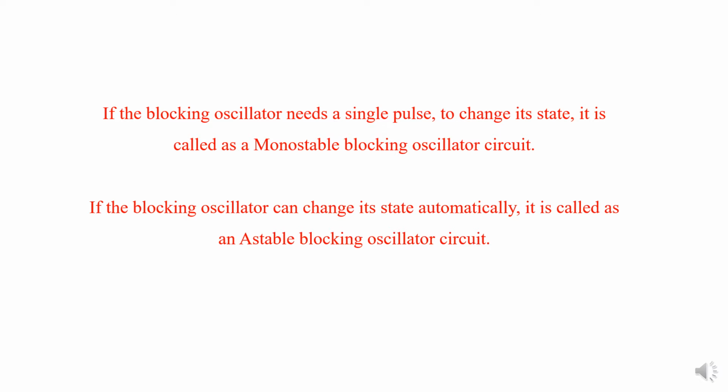If a blocking oscillator needs a single pulse to change its states, then we call it a monostable blocking oscillator. If the blocking oscillator can change its state automatically, then we call it an astable blocking oscillator. This discussion will deal with the monostable blocking oscillator, in particular base timing.